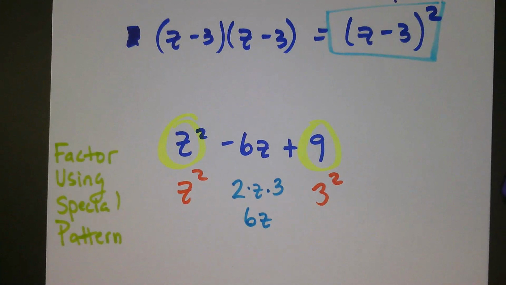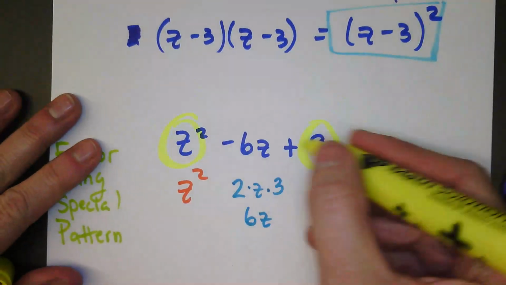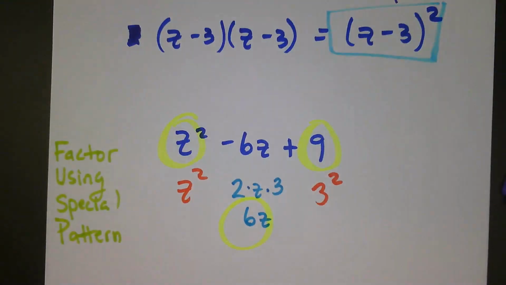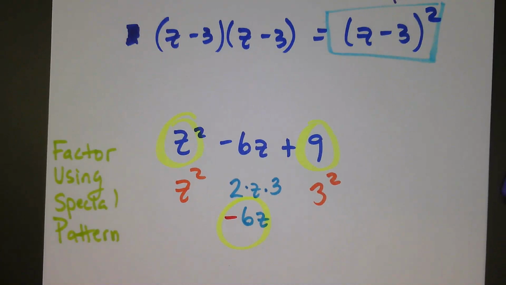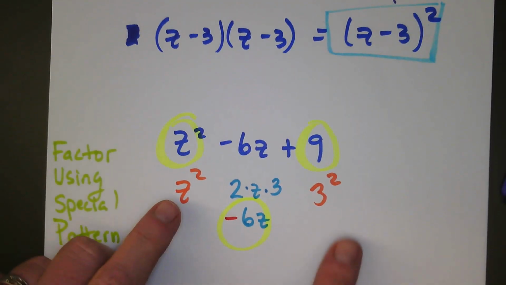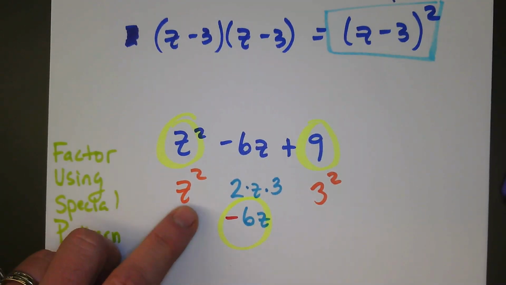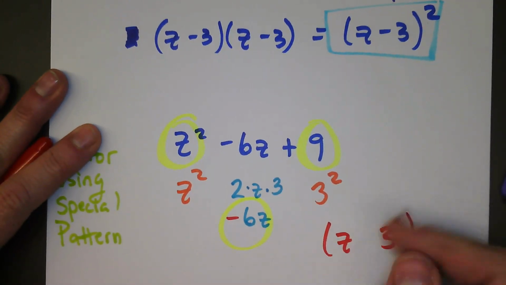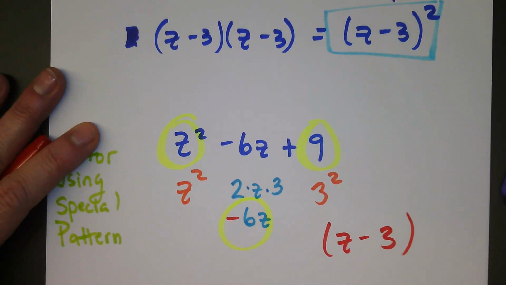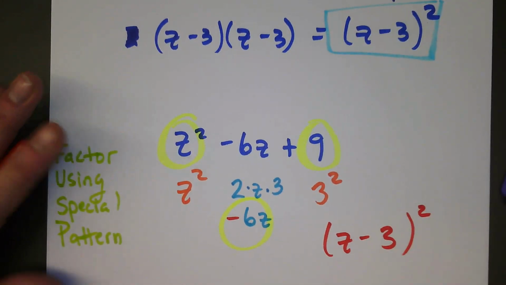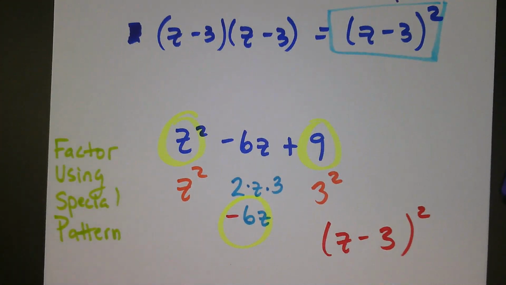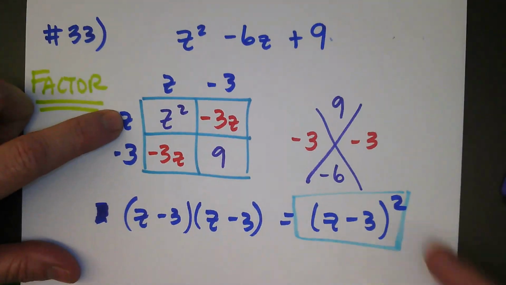This is going to fit the pattern. We have a perfect square here, a perfect square here, and the middle term is double the product of what's being squared. Now in this case it's actually a -2, but that's okay. This fits the pattern. If I see that pattern, then I know my binomial is going to consist of a z and a 3, and because this is negative, it is subtraction in the middle, and then there's 2 of them, (z - 3) squared.